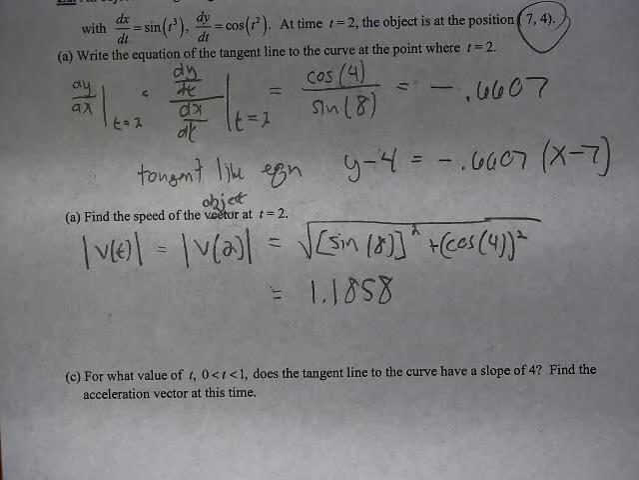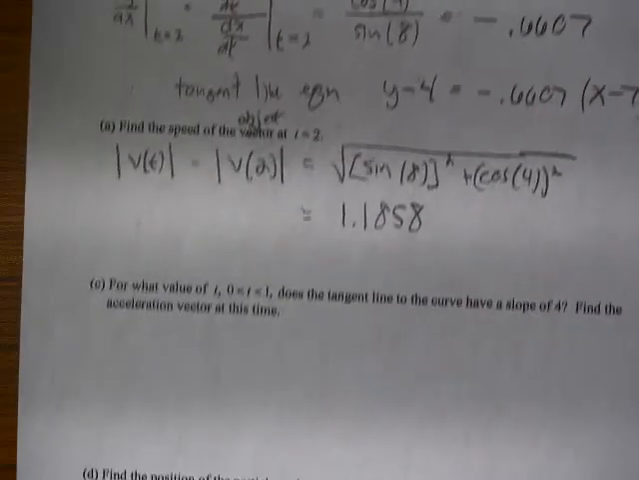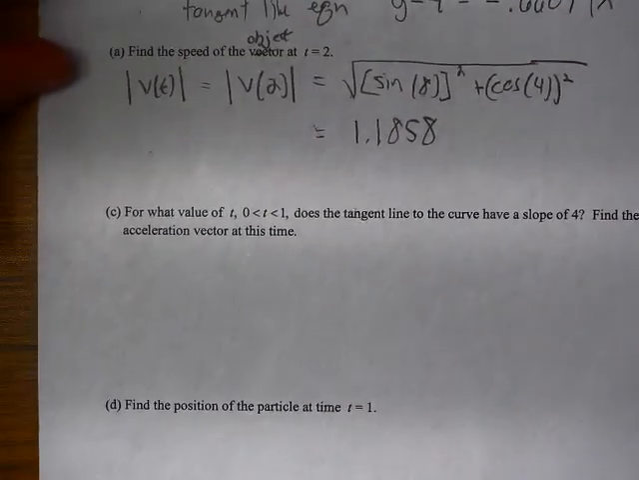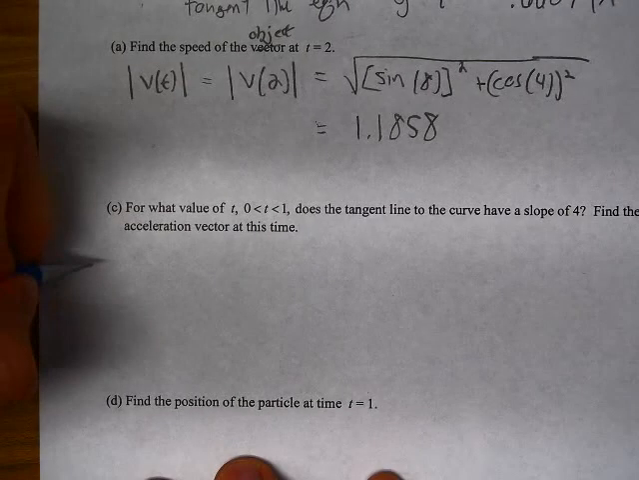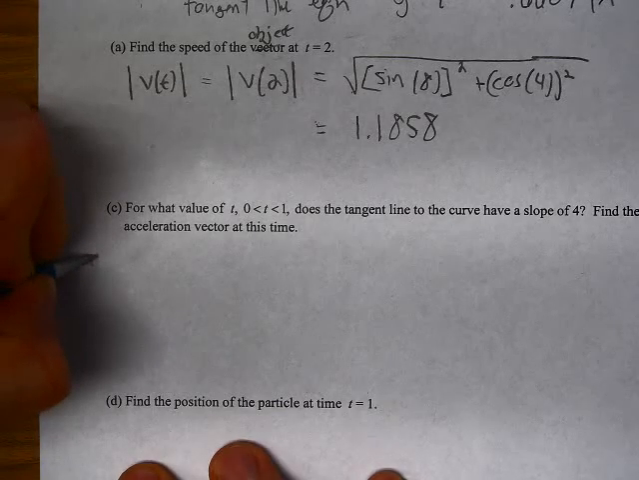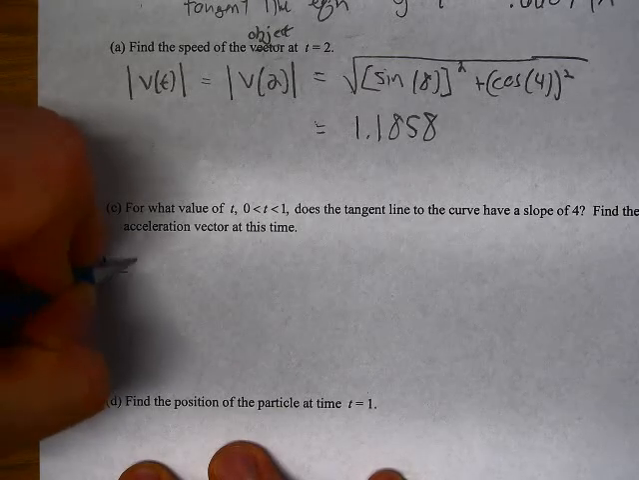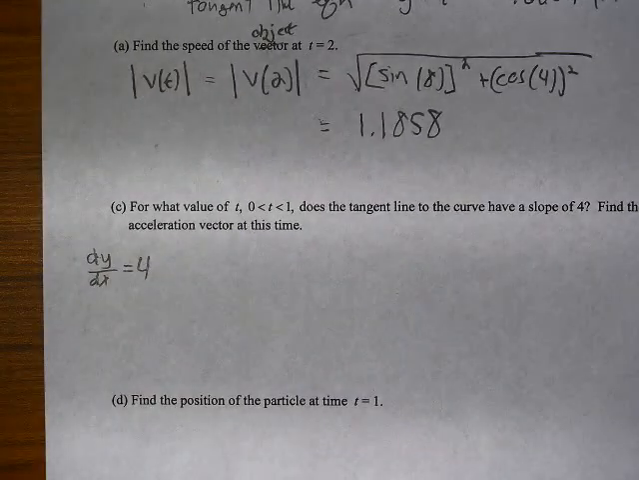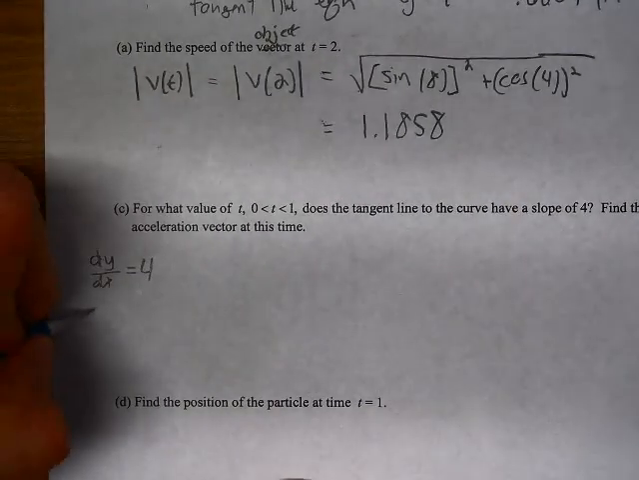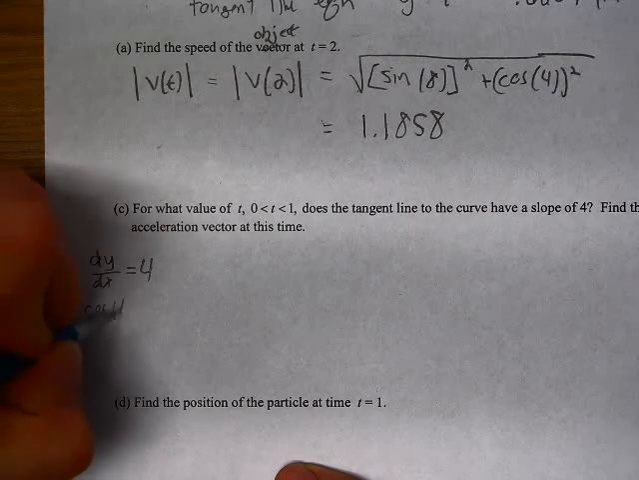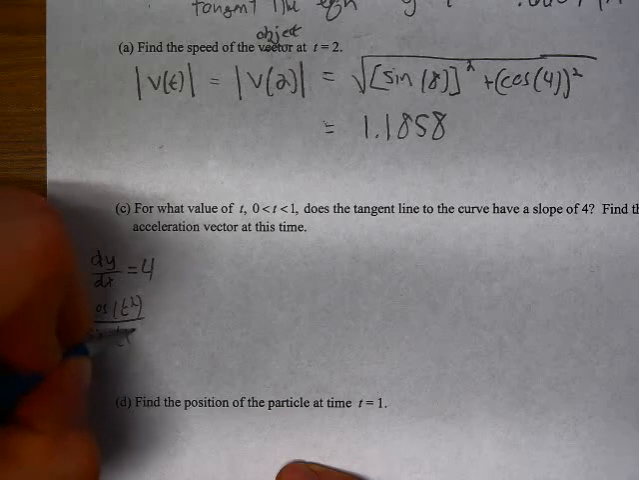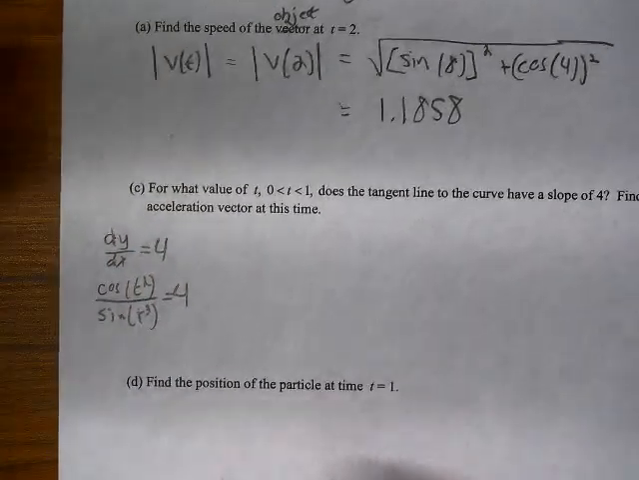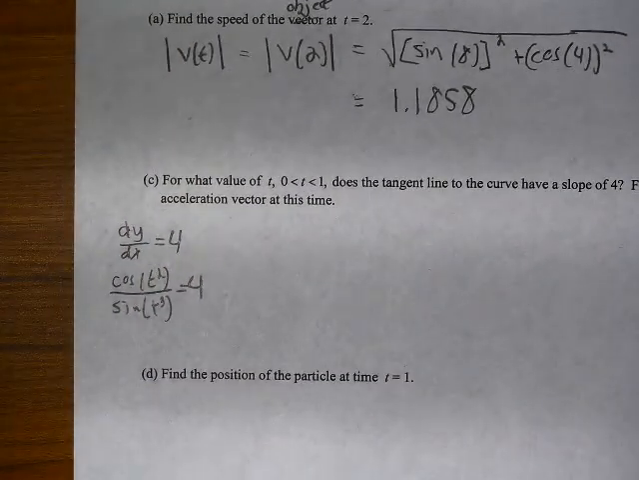All right, so it asks us for what value of t between 0 and 1 does the tangent line to the curve have a slope of 4, and it wants us to find the acceleration vector at that time. If our slope is 4, then dy/dx has to equal 4, and we want to know when that's going to happen. dy/dx is cosine of t squared over sine of t cubed, and we want to know when that is equal to 4. I'm going to use my calculator to do that.